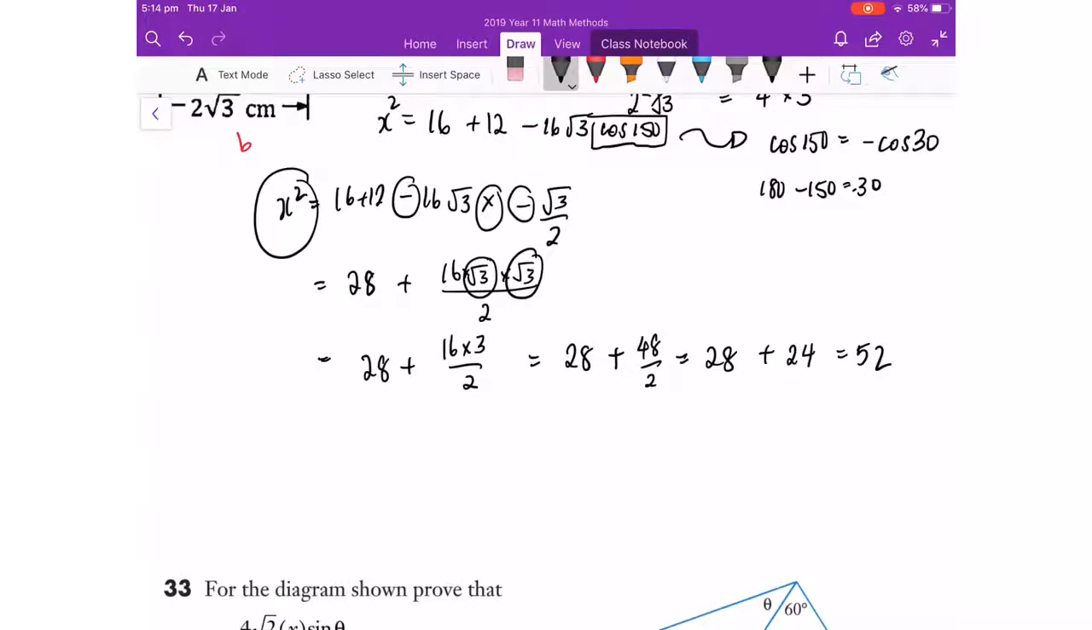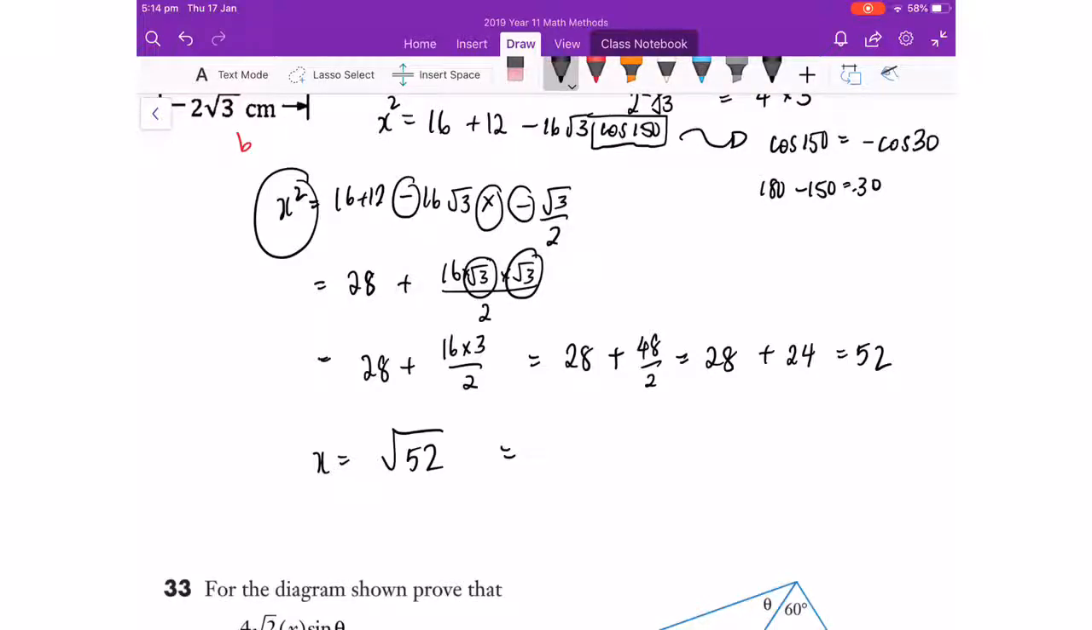So what we need to do now is x is equal to the square root of 52. And I'm going to break this down into a third, so I don't want to leave it like this. I want to change it into thirds. So I'm going to see if I can break it down into some squared numbers. So 4, 9, 16, 25.